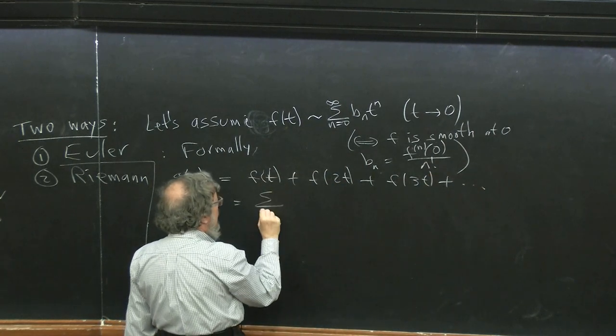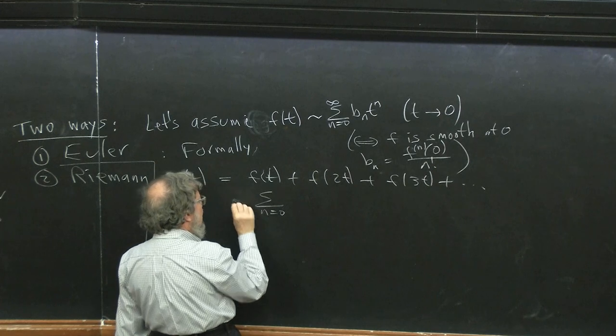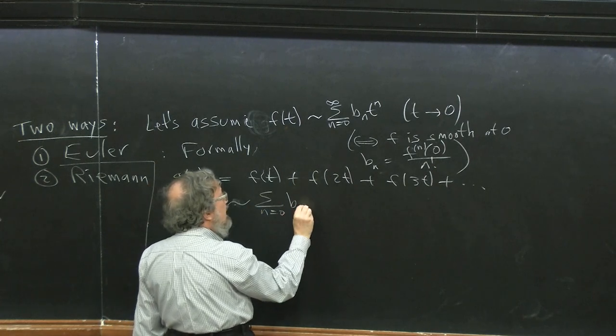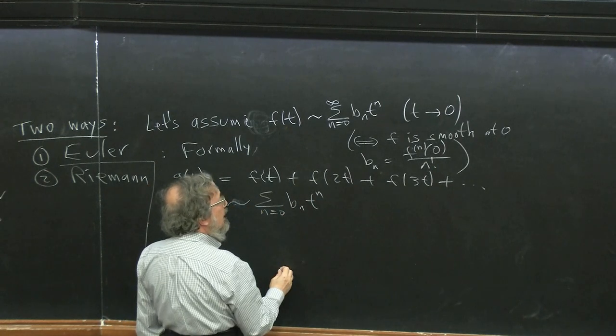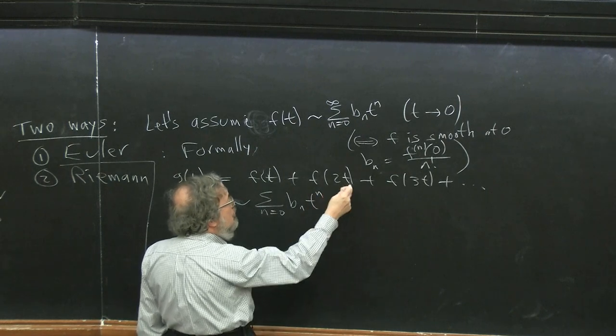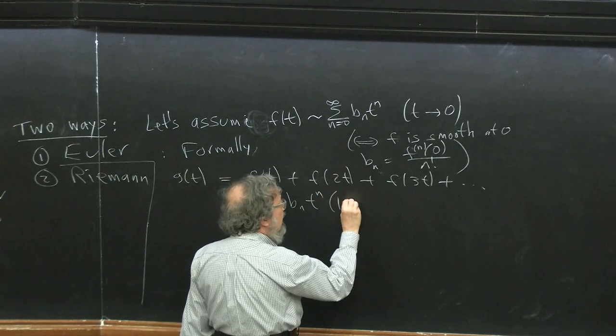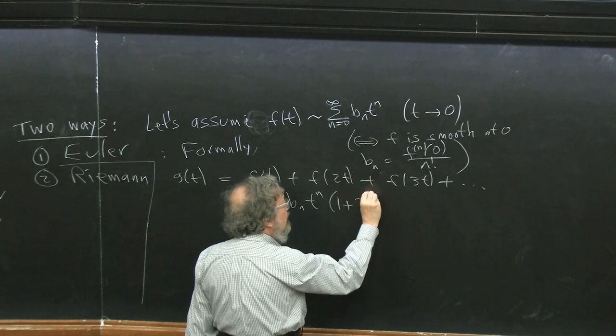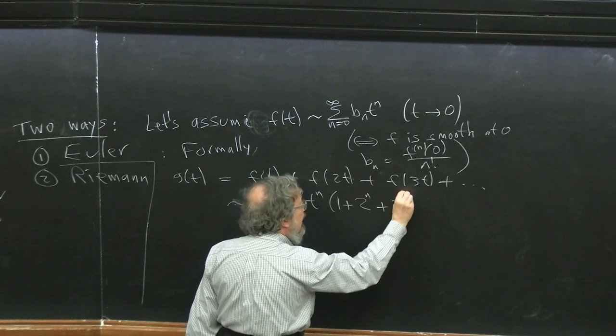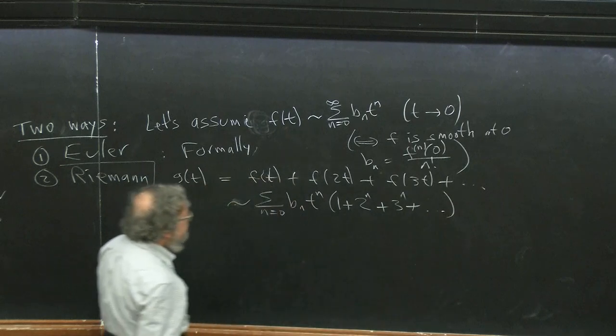So if I just formally insert that into the sum asymptotically, then I'll get the sum of bn times t to the n, but then I'll get bn times 2t to the n. But of course, 2t to the n is simply 2 to the n times t to the n. Similarly, 3t to the n is 3 to the n. So formally, I have this.